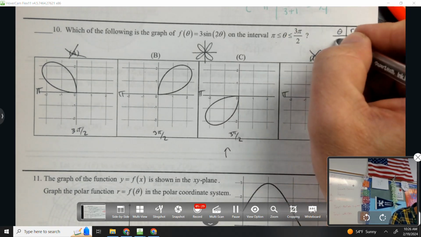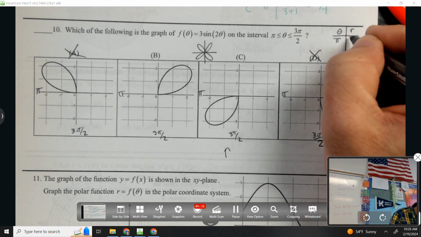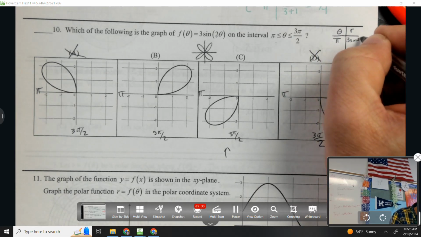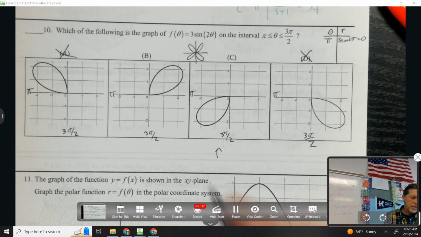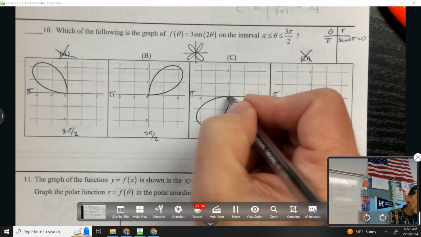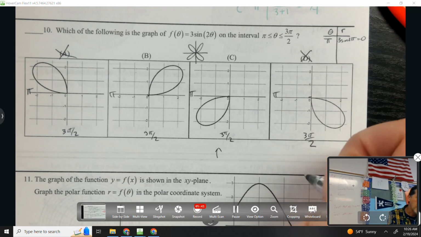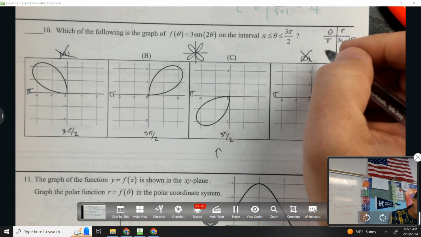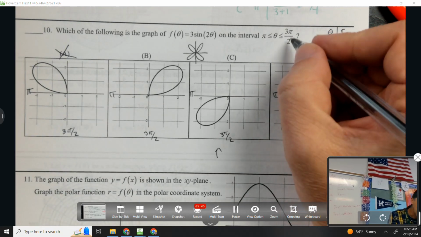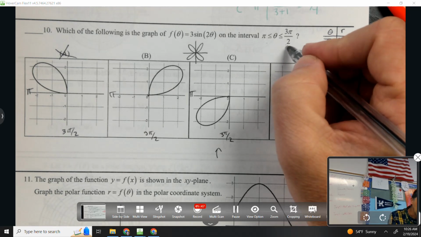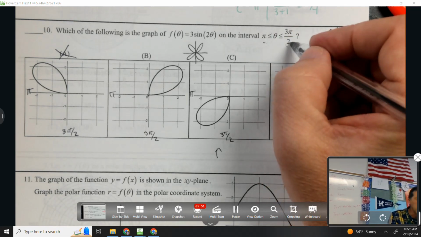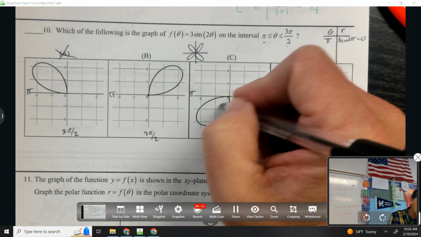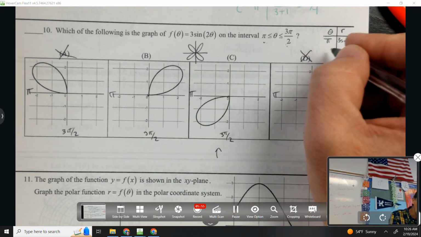From pi to 3 pi over 2. So I guess let's just start at pi. 3 sine of 2 pi is 0. That doesn't help because they all have a pi comma 0. So let's try, which I think 3 pi over 2 is also going to be at 0. So let's pick something between pi and 3 pi over 2. So that'd be 5 pi over 4.